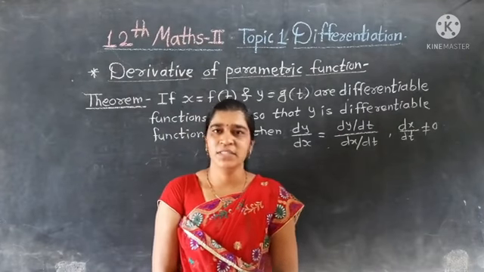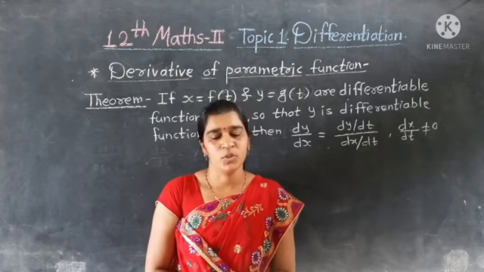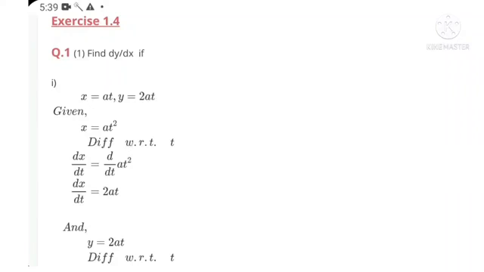Okay, now we will take examples in exercise 1.4. So let's start. Exercise 1.4. Question number 1. Find dy by dx if x is equal to at square, y is equal to 2at. See students, here x is given as a function of t and y is also a function of t. So it is in the form of a parametric function.